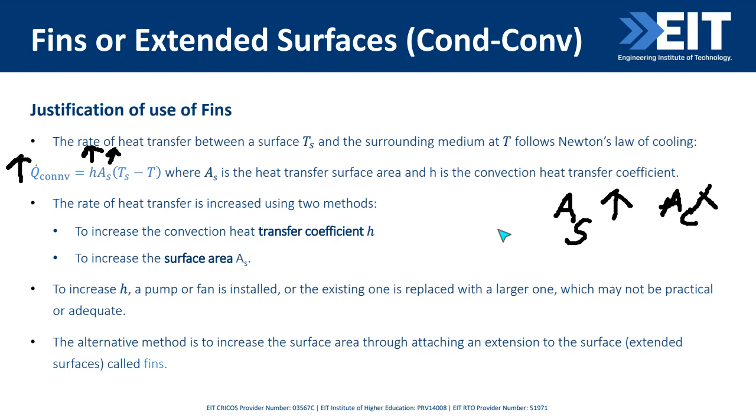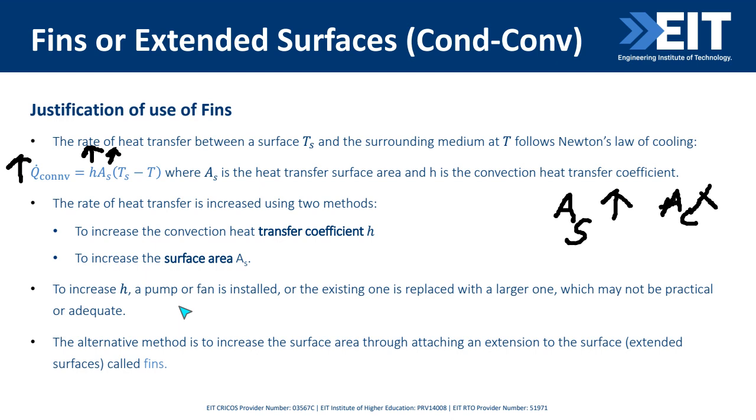So we can increase it either by increasing h. So how can we increase h? We can use a fan or a blower or a pump. Typically, we need to increase the circulation of fluid so that we can increase h. But many times it's not possible. We have a very space limitation. We cannot put big blowers or fans inside our laptop or devices or electronics. So that's why the other option is, can we increase the surface area?